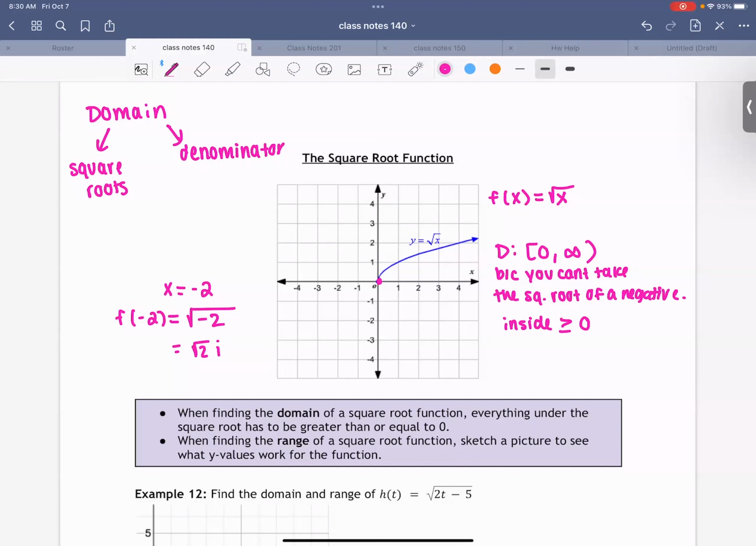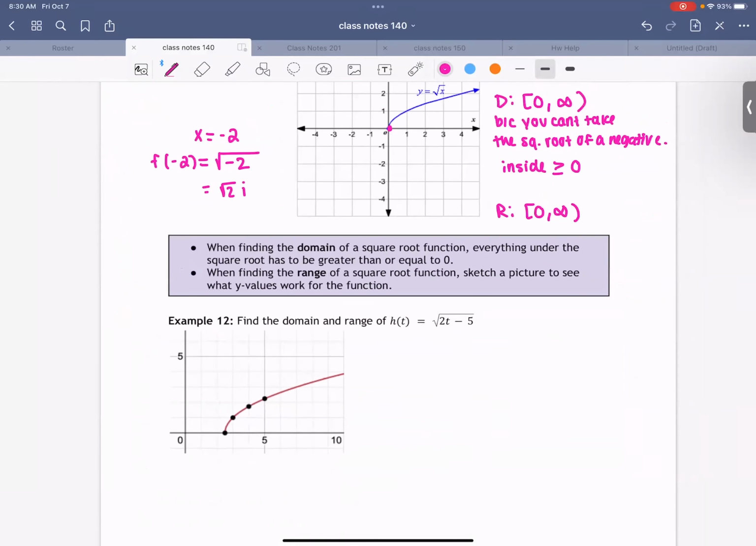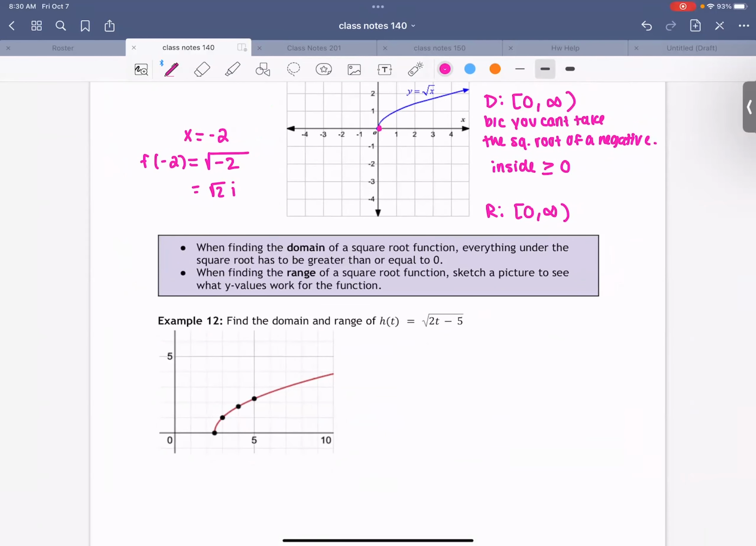Let's talk about range real quick. Looking at the picture, what is the range of this function? 0 to infinity, good. We are including 0 because the function does start at 0. But I'm going to focus on the domain. The whole idea with square roots is that when we're finding the domain, you take the inside of the square root and set it greater than or equal to 0.